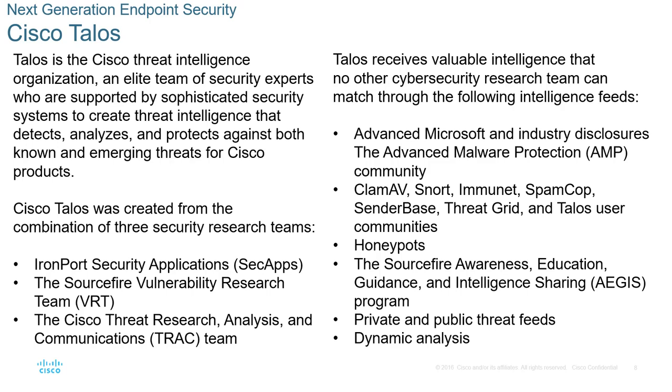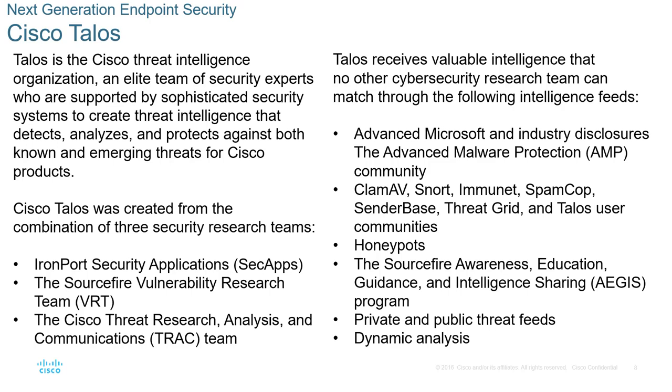Talos follows certain other organizations and teams to make sure that they are on the front line of vulnerability intelligence. So they follow things like the Microsoft Advanced and Industrial Disclosure, the Advanced Malware Protection communities, ClamAV, Snort, Immunet, and so forth. They feed through things like honeypots. They do Sourcefire awareness education, guidance, and intelligence sharing programs. They do both private and public threat feeds, and they also do their own dynamic analysis. Some of the other things that they don't really discuss is they also work with fusion centers and other larger corporations to feed in intelligence data so they can make sure that they are staying on the front line of current and emerging threats.